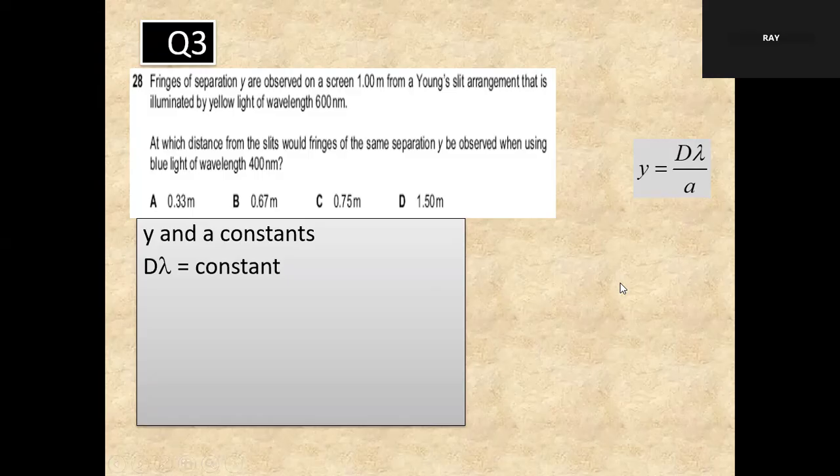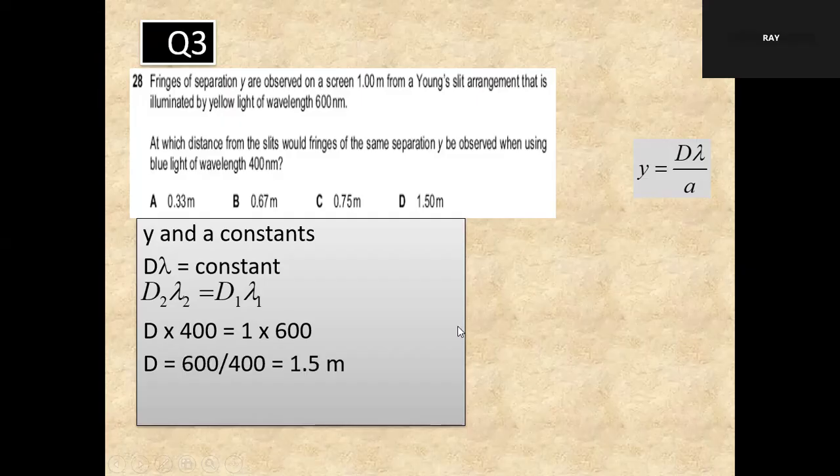Okay, so it's basically using this formula. y is constant, so D over lambda is a constant. So D2 lambda 2 equals D1 lambda 1. So put in your values, 400. D2 is what we want to find, and then D1 is 1 meter. Lambda is 600. So 1.5 meter.